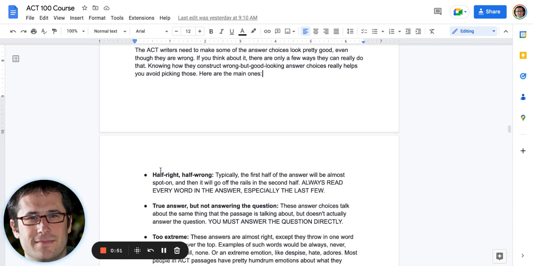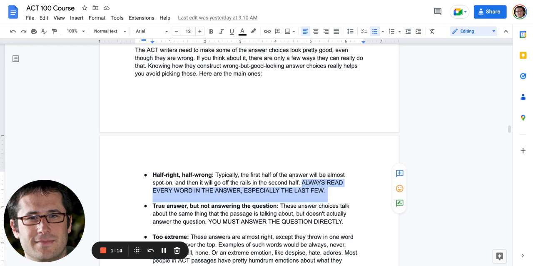Probably the most common one is half right, half wrong, right? The first half of the answer will be really good, right? It'll sound exactly like what the answer was going to be. But then the second half, it goes off the rails, right? So this is why this is so important. Always read every word in the answer, especially the last few words.